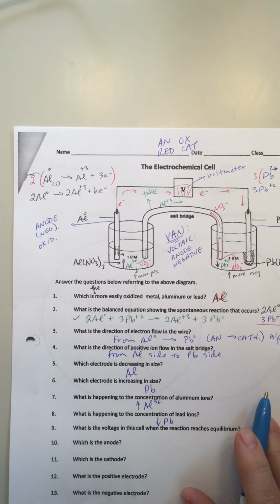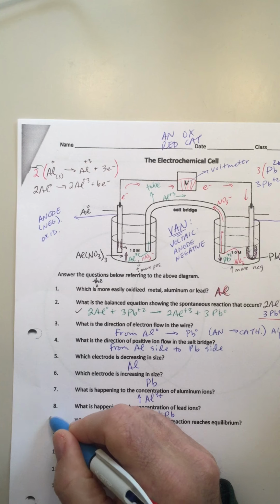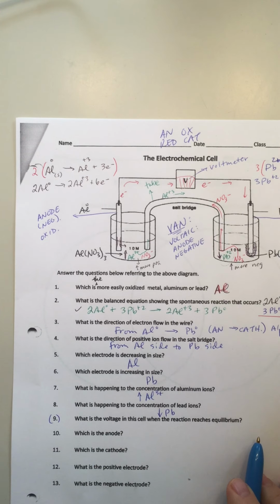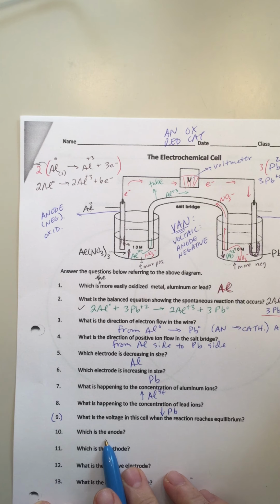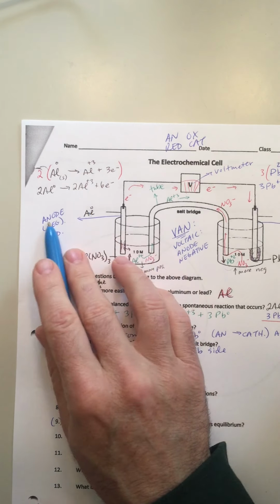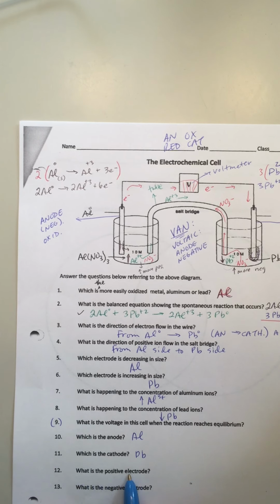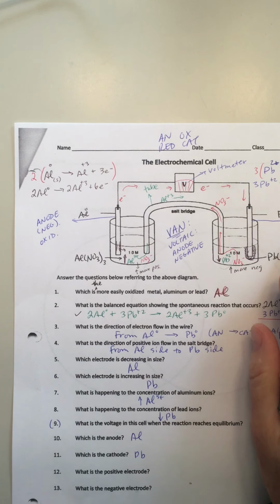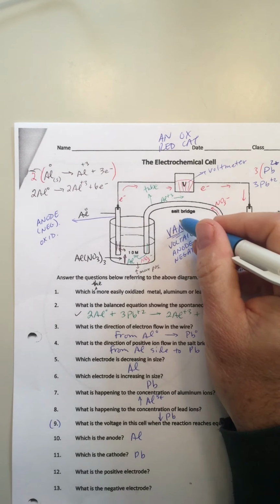Number 9, what is the voltage in this cell when the reaction reaches equilibrium? We're going to skip that one for now. Number 10, which is the anode? Well, we already labeled that one. Which is the cathode? That would be lead. And what is the positive electrode? Positive electrode, remember Van. Where's Van? Here it is.